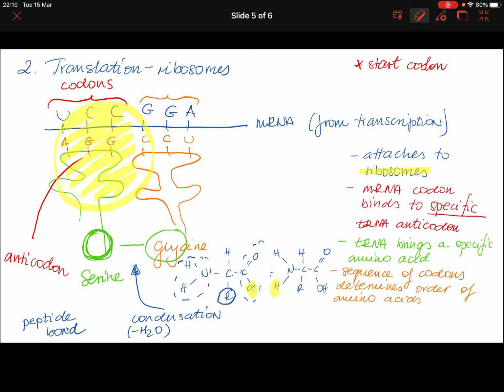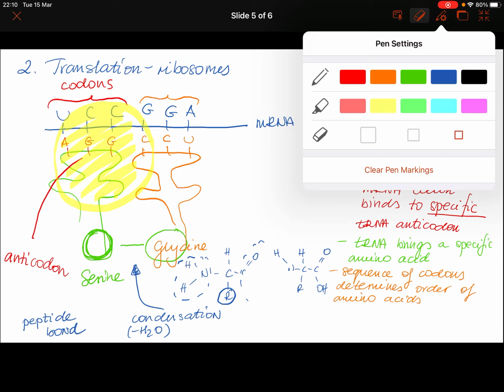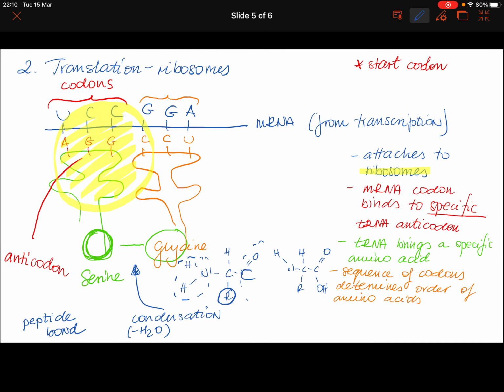So if I want to join those amino acids together now, I'm going to remove that. Okay, those are gone. I'm going to achieve the peptide bond between the carbon of the carboxyl group and the nitrogen of the amino group. So this is the peptide bond. And that is the whole process of protein synthesis.